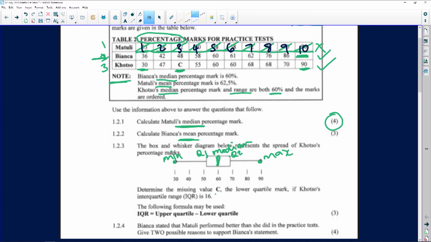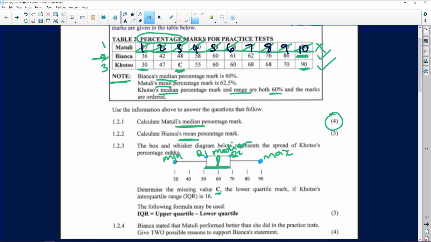Determine the missing value of C. So we need to determine this missing value over here, and we've been given information to use for that. It says the interquartile range of Khotso's marks is 16. So the interquartile range, guys, is going to be this middle part over here. If we were calculating the range, it would be maximum minus minimum. But the interquartile range is between these 2 quartiles over here. So we've been given that the interquartile range is 16.